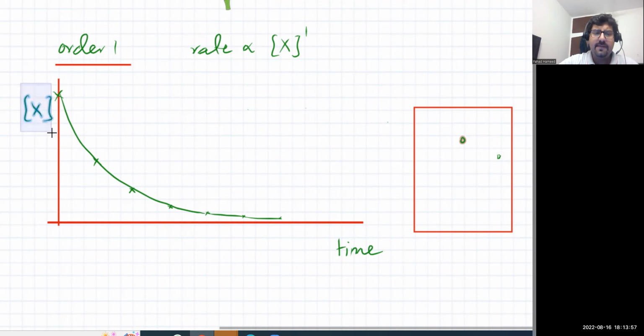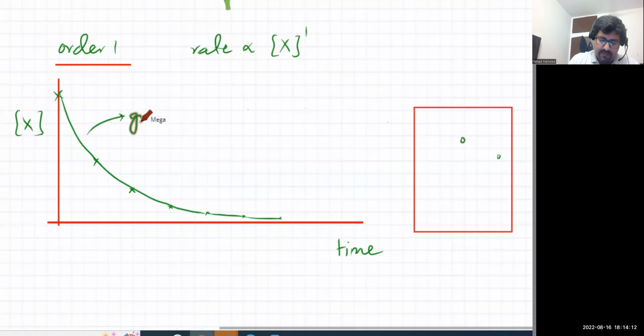So is this graph clear? Then what would an order 1 graph look like? The gradient is basically equal to the rate of the reaction. Remember, the steepness of the change is the rate. It decreases.